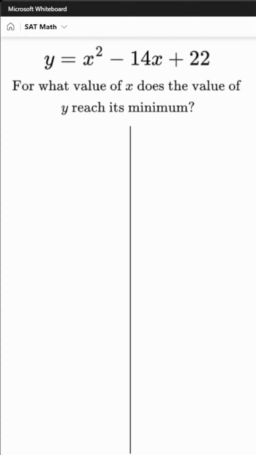When taking the SAT or the ACT, it's important to remember that there are multiple ways to solve the same problem. So I'm going to show you 3 ways to solve this problem. We have a quadratic and it wants us to find at what x value y reaches its minimum.